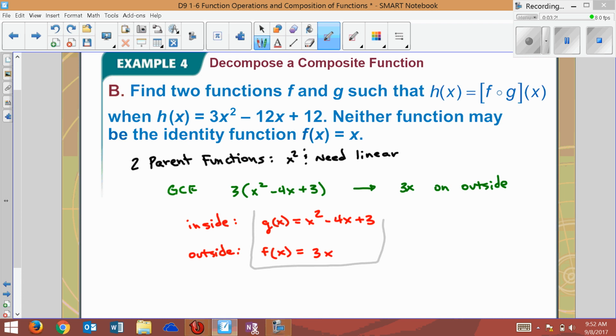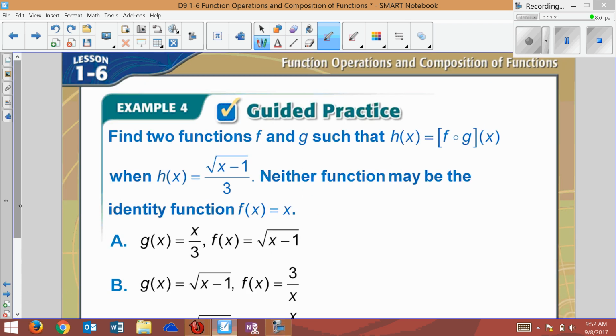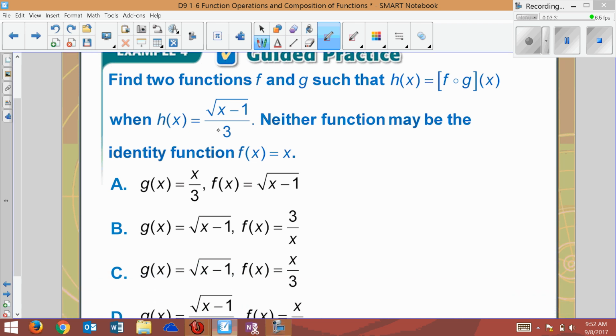Now it's your turn to try one. See if you can break down these. Now there's multiple ways of doing it, so just check and see if you can find a way that gets you one of these answers.